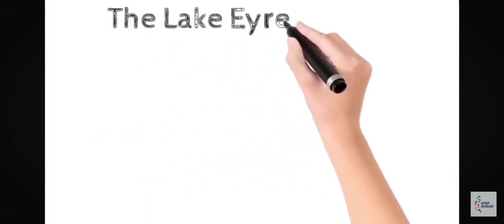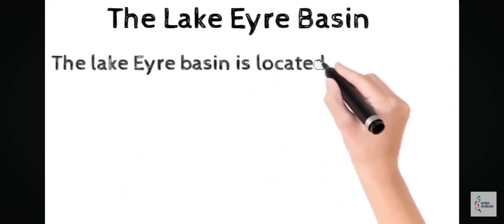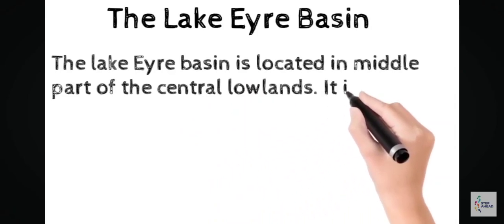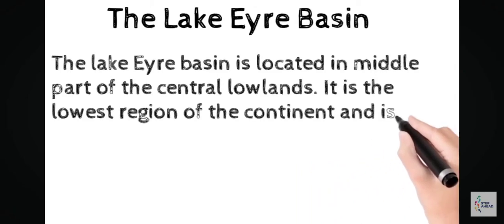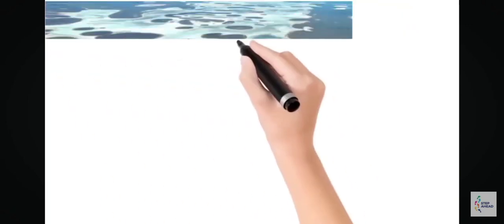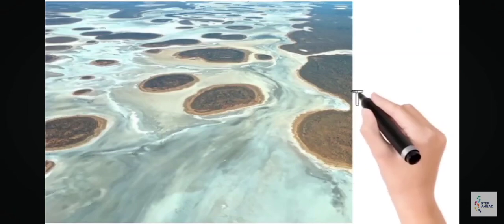The Lake Eyre Basin. The Lake Eyre Basin is located in the middle part of the central lowlands. It is the lowest region of the continent and is an area of inland drainage. The picture now coming is of the Lake Eyre Basin.